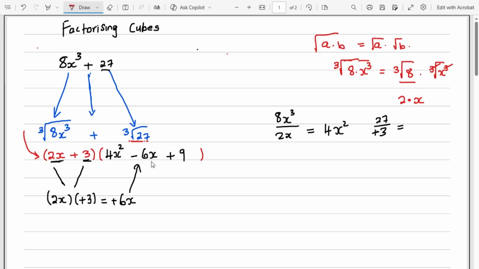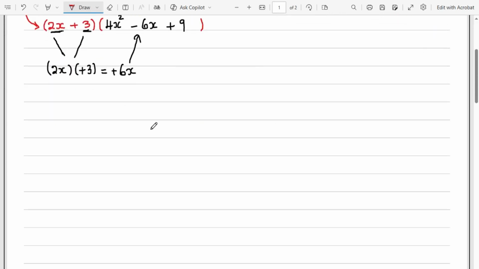Also, you'll have to factorize that 4x squared minus 6x plus 9. But I know that it's very easy for you guys to factorize those type of questions, right? Okay, so now let me give you another example that we can try.